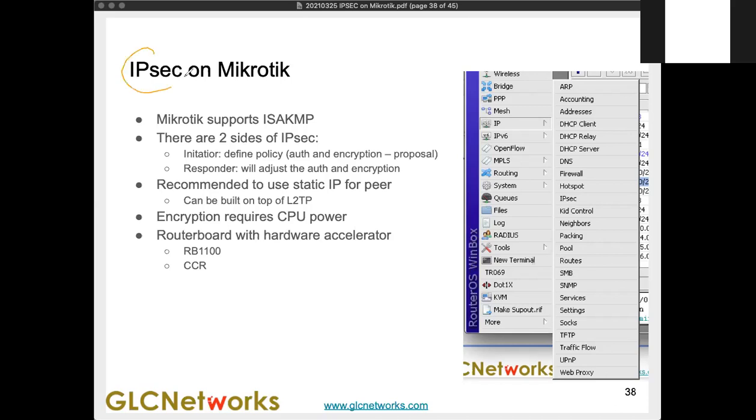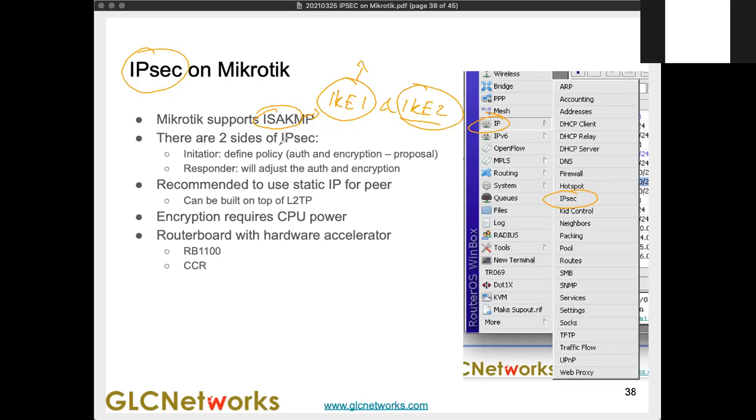So IPsec on Mikrotik. Mikrotik supports IPsec. You can see IP and then IPsec here, right? Mikrotik supports ISAKMP, either IKE1 or IKE2. IKE1 has lots of complaints, not for Mikrotik but other vendors. So it is recommended if you use IKE2. For IKE2, perhaps we can discuss it in a later webinar.